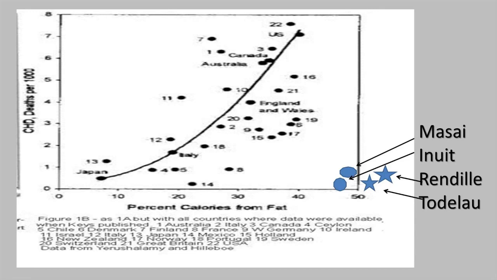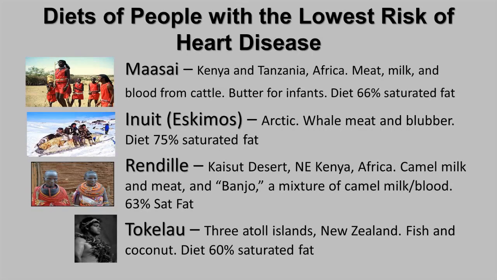The diet of the Maasai tribe in Kenya and northern Tanzania consists of meat, milk, and blood from cattle. It is 66% saturated fat. The diet of the Inuit Eskimos, consisting largely of whale meat and blubber, is 75% saturated fat. The Rendille in the Chalbi Desert in northeast Kenya eat camel milk and meat, and a mixture of camel milk and blood. Their diet is 63% saturated fat.